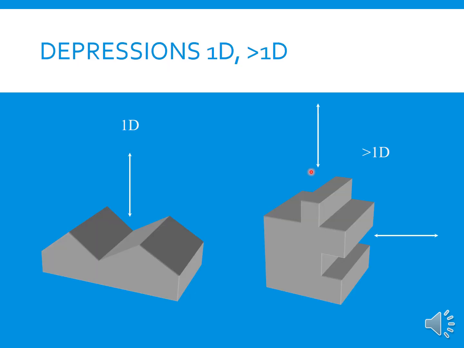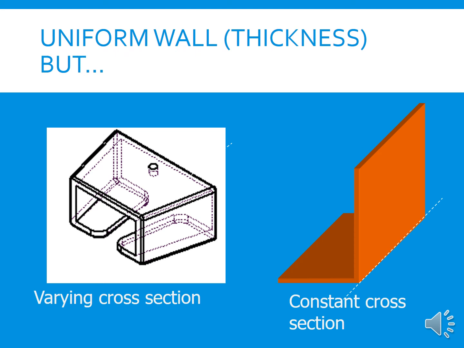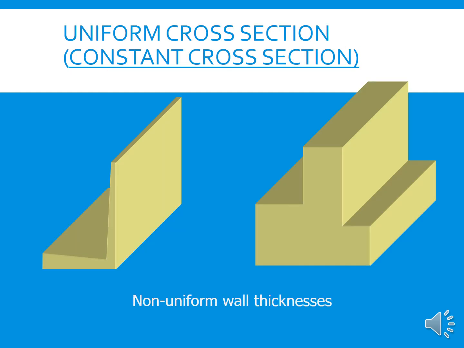Okay, so what is called 1D? This is only one dimension, only one side shown. More than 1D is from the top, for example from this side and the right side. See, uniform wall thickness, this is a cross section. Okay, 1, 2, 3, 4 sections, and then a constant cross section on only one side. So one side, but not consistent, not uniform.